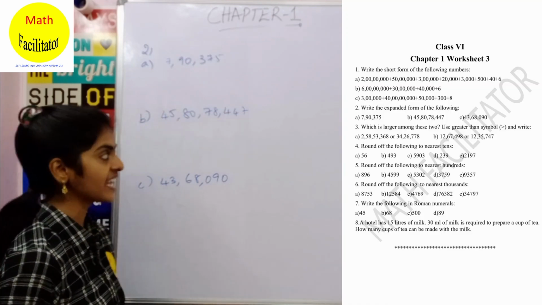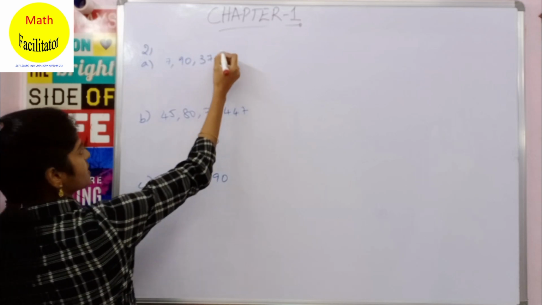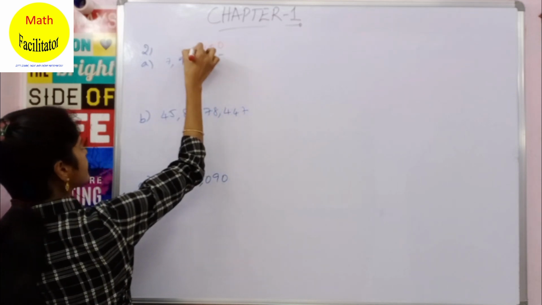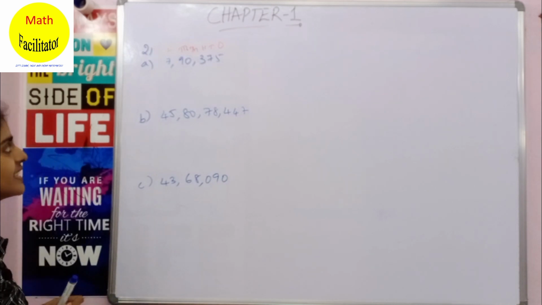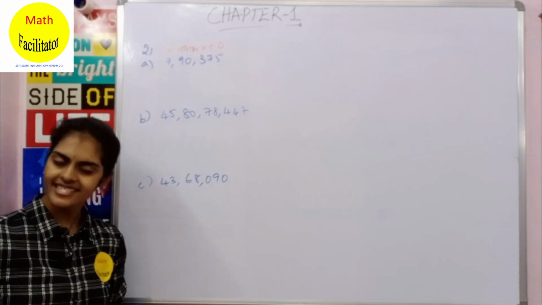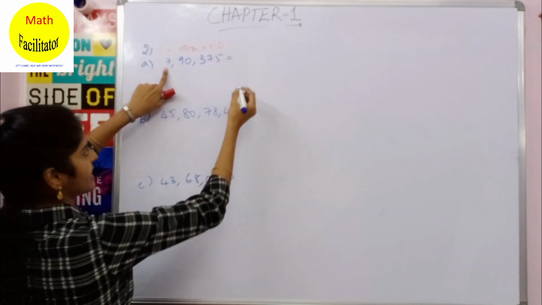Now you have to write the expanded form of these numbers. Firstly let us write the place values: ones, tens, hundreds, thousand, 10,000, lakh. So this is 7,90,375. How do you write it in expanded form? You will firstly write 7.